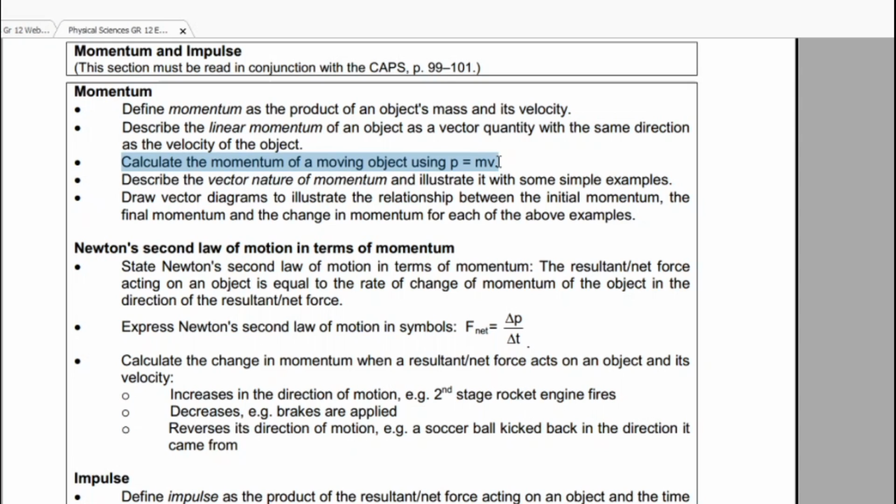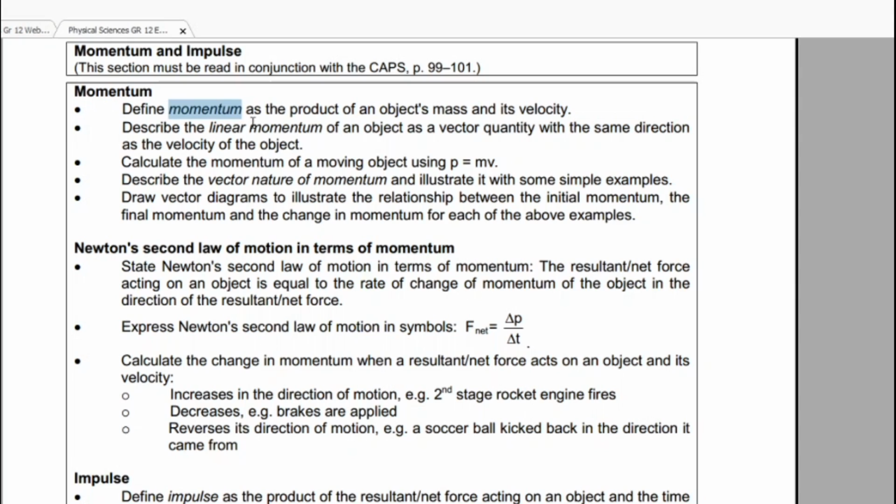The formula for momentum is p equals mv, where m is the mass of an object and v is the velocity of that object. So when you multiply mass times velocity, you get the momentum of that object, right? And then they say you can describe linear momentum of an object as a vector quantity with the same direction as the velocity of the object. So here they are saying momentum is a vector quantity, meaning it has both magnitude and direction.